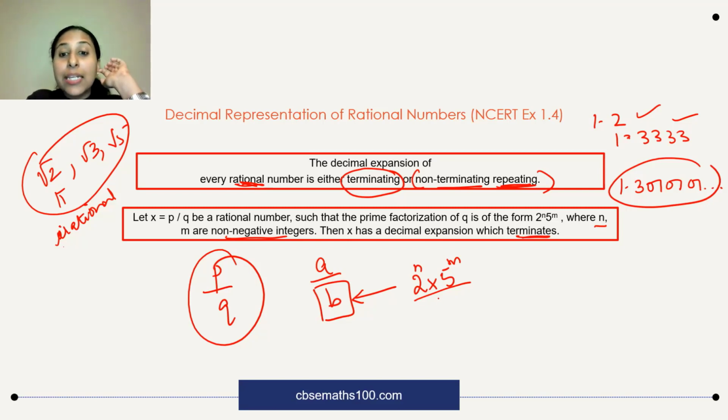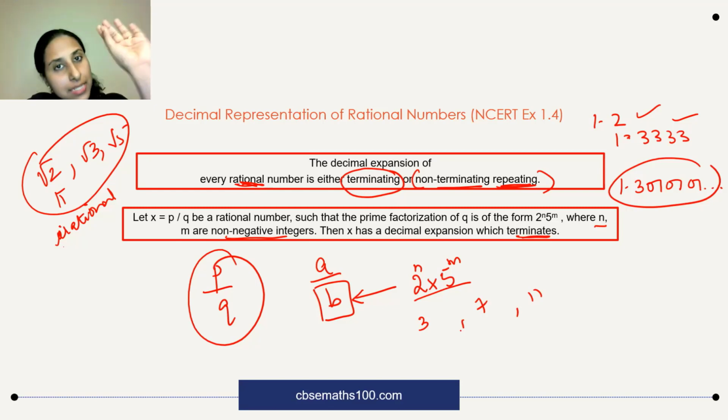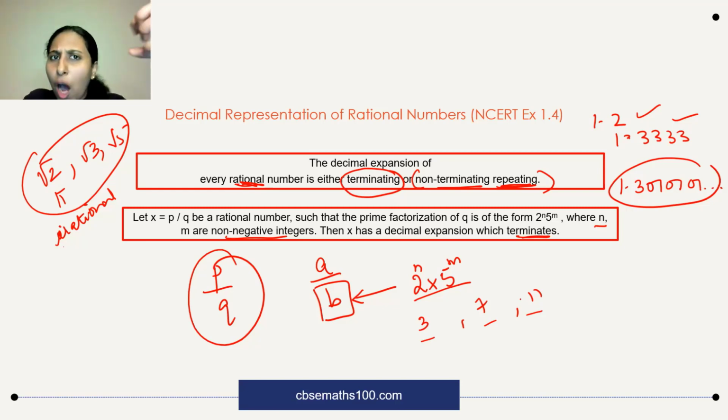On the other hand, in case there was any other prime factor, like you had 3, for example, or you had 7, or you had 11 coming in the prime factorization, in that case, it would be non-terminating but repeating. It is still a rational number. If it has some other prime factor in the denominator, it's still a rational number, but it is not the terminating kind. Okay. And how do you find out after how many decimal places this terminates?